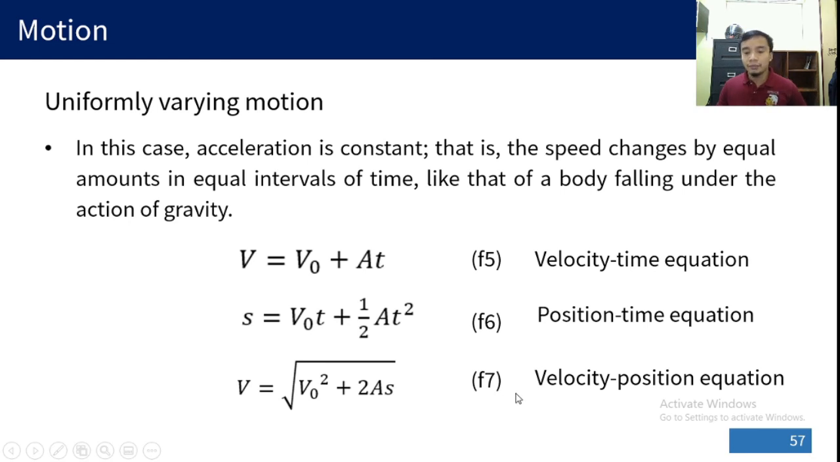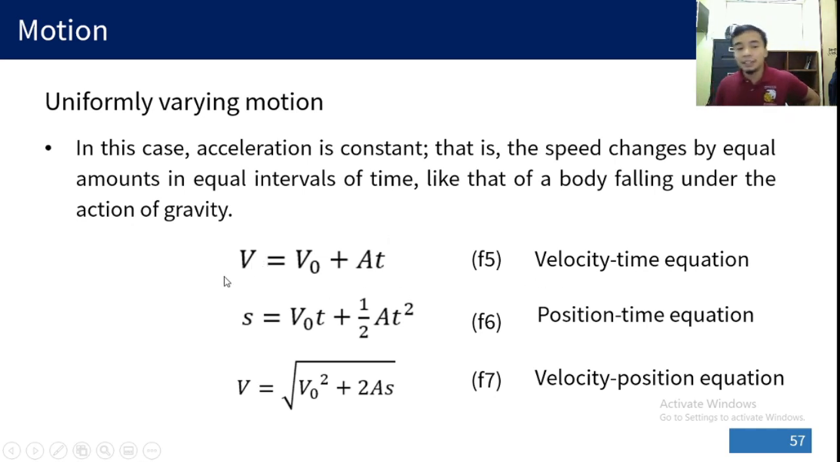And the equation F7, or the velocity-position equation, involves velocity and displacement or position. The velocity of a point or a body at any position s is equal to the square root of the quantity: the square of the initial velocity v naught plus 2 times the linear acceleration multiplied by the displacement.